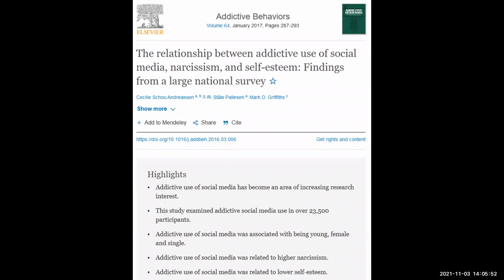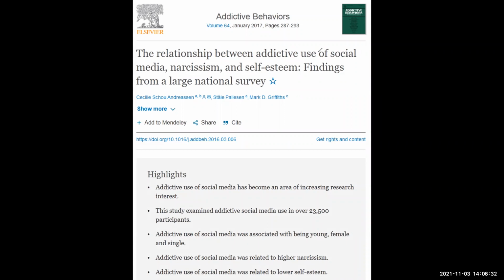So I've chosen a sample article. This is not my article, just something I took that looked interesting and is gaining some media attention also. It's an article that describes the use of social media among young adults. It has a fairly large sample population, so it's about more than 23,000 respondents. And as you can imagine, this can only happen if you're doing an internet-based survey. It was not a face-to-face questionnaire or interviews.